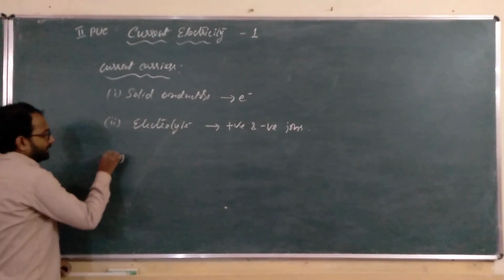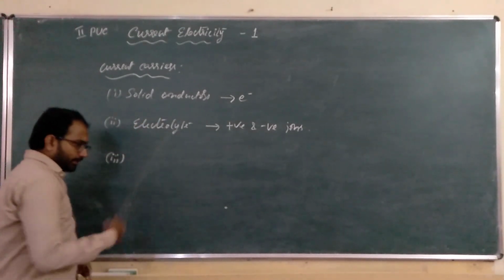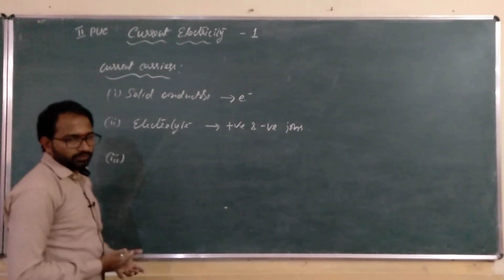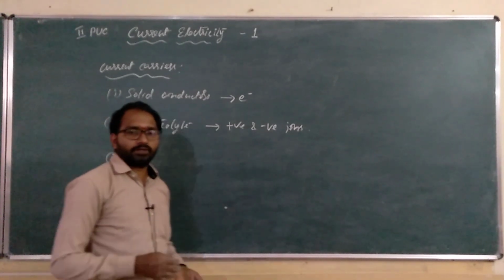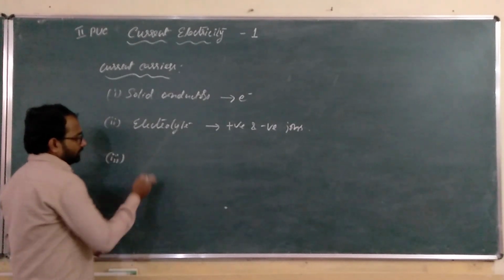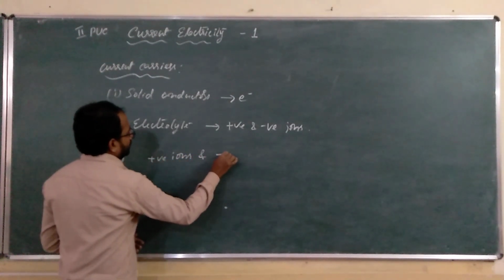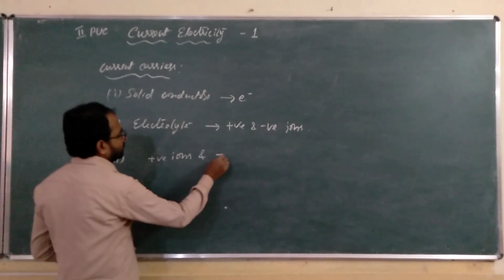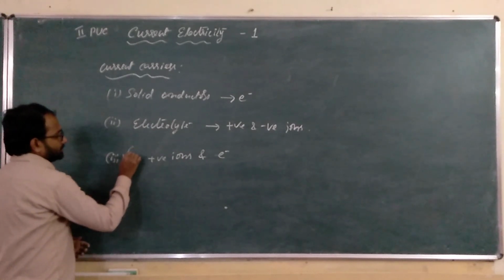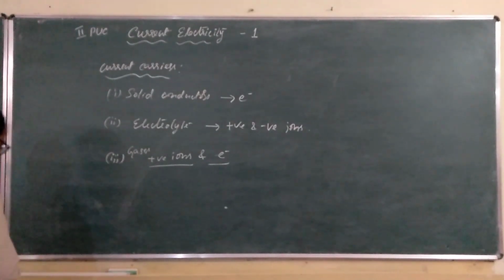In case of gases, under ordinary conditions, gases are insulators. Under low pressure and high applied electric field, the gas molecules ionize. So, there is a generation of positive ions and electrons due to ionization of gas molecules. Therefore, in case of gases, current carriers are positive ions and electrons.